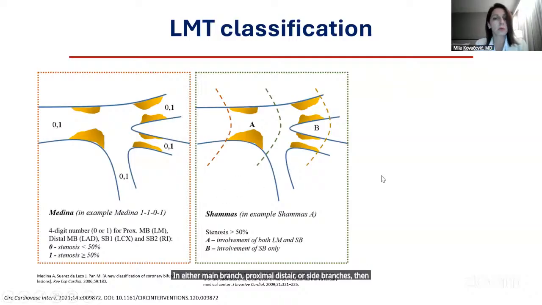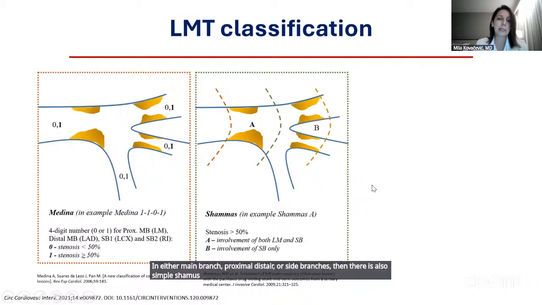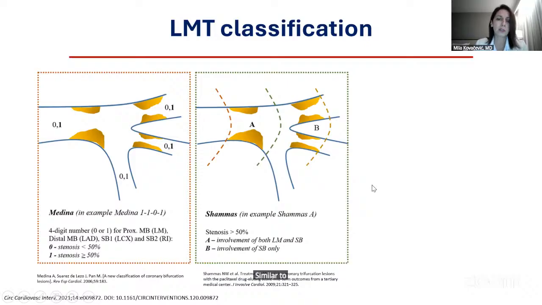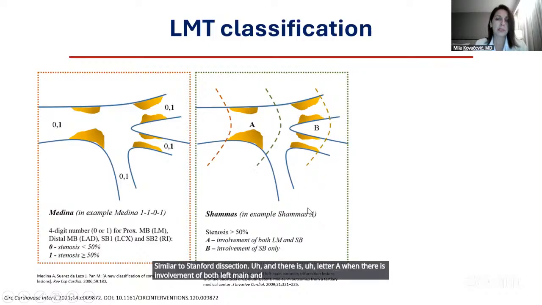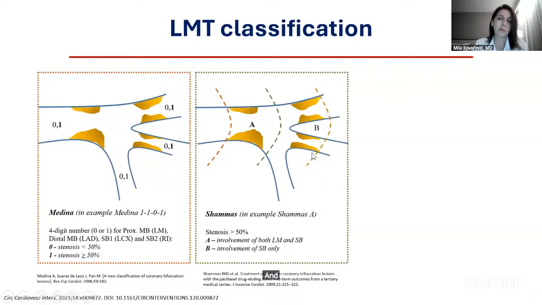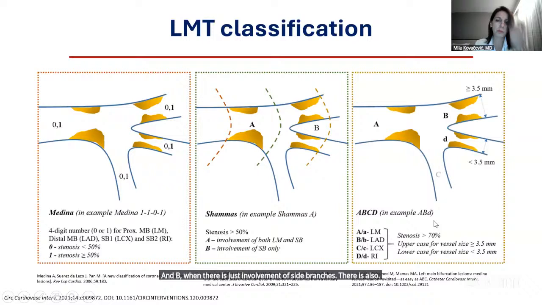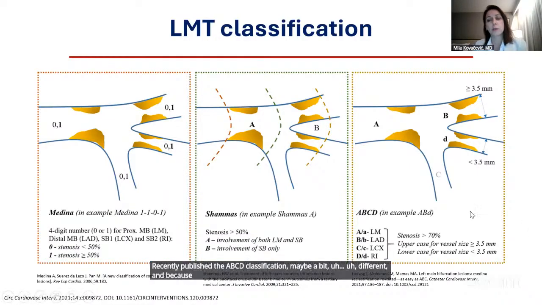Then there is also the simple Shamas classification, similar to Stanford dissection: letter A when there is involvement of both left main and side branches, and B when there is just involvement of side branches. There is also the recently published ABCD classification, maybe a bit different, because they count just stenosis, whether there is stenosis of more than 70%.